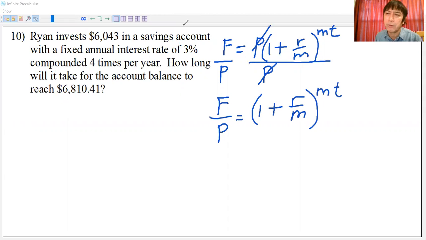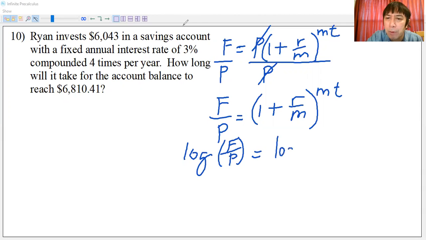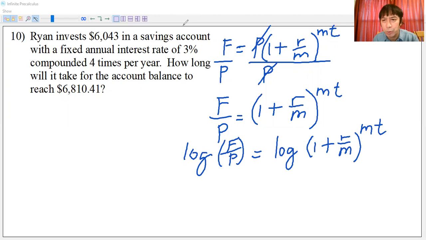Now, if you apply logarithms to both sides, we're going to have the logarithm of F over P, this is one quantity, a ratio. The logarithm of F over P, and this is the logarithm of 1 plus R over M raised to the power MT, and this will be equal to the logarithm of F over P.